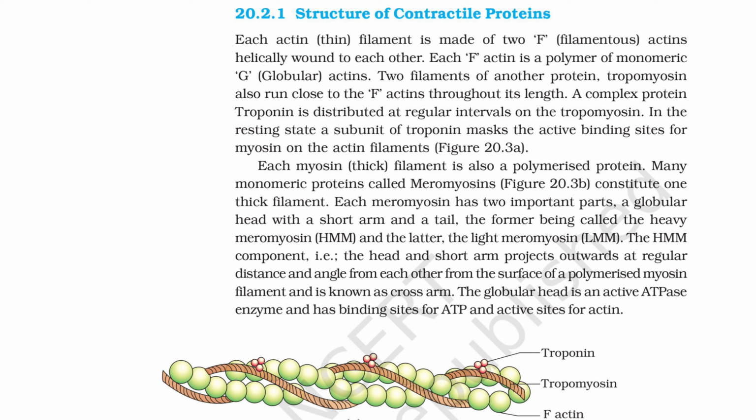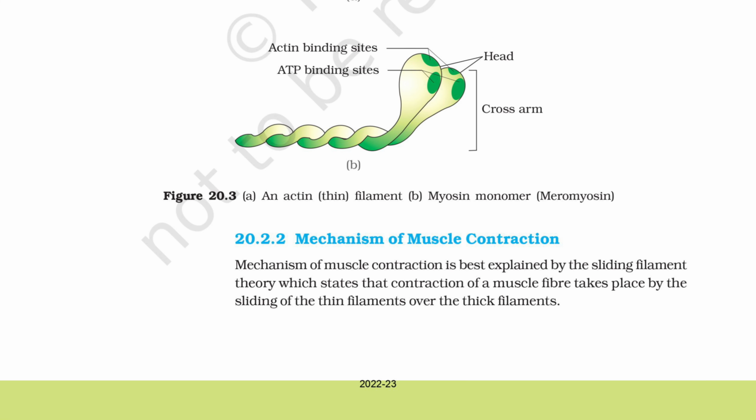Each myosin (thick) filament is also a polymerized protein. Many monomeric proteins called meromyosins constitute one thick filament. Each meromyosin has two important parts, a globular head with a short arm and a tail, the former being called the heavy meromyosin, HMM, and the latter, the light meromyosin, LMM. The HMM component, that is, the head and short arm, projects outwards at regular distance and angle from each other from the surface of a polymerized myosin filament and is known as the cross-arm.